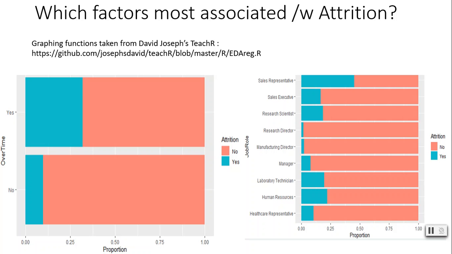Also, a good variable for inclusion is job role. We can see different job roles, particularly sales representatives, have much different chances of attritioning compared to other job roles.